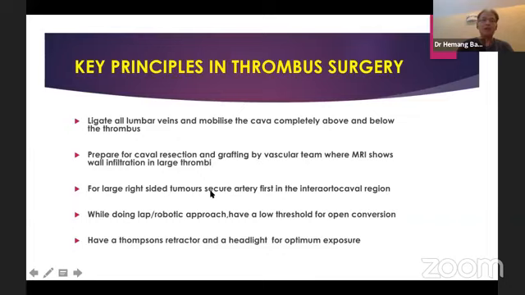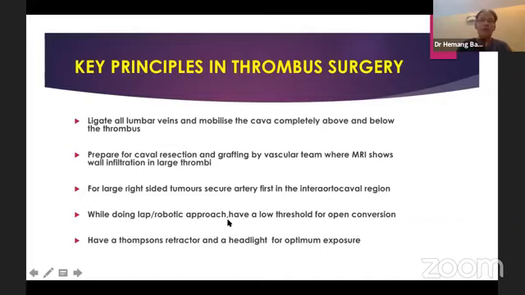For large right-sided thrombus, secure the artery first in the interaortocaval region. This is very important because some large renal tumors on the right side may obscure the renal artery. The vein is short. There is a large thrombus in the cava. The planes are not very good if you approach the artery in the traditional way, lateral to the cava. So the best thing is to get it in the interaortocaval region, and that should be the first step.